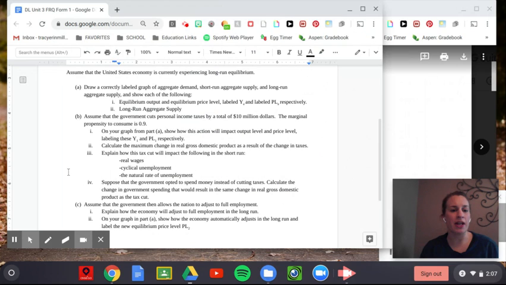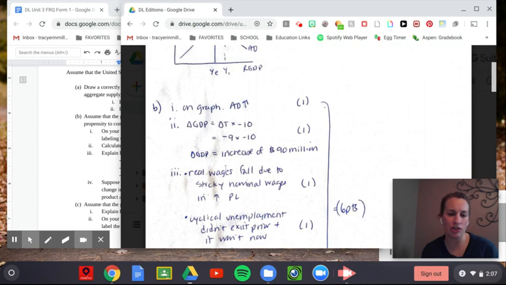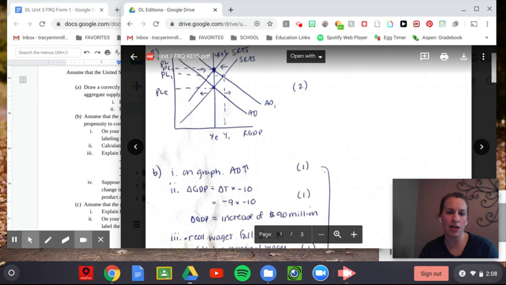The next part of the question asks you to comment on three different things: real wages, cyclical unemployment, and the natural rate of unemployment as a result of these changes. So, real wages, again, real anything is just the change in nominal minus the change in price level. So, if prices went up because aggregate demand shifted to the right, so we're up here, okay.